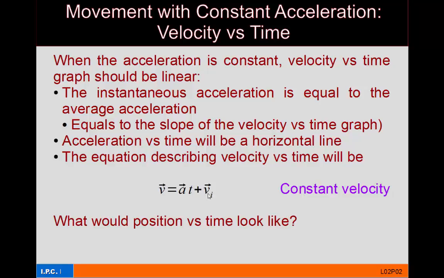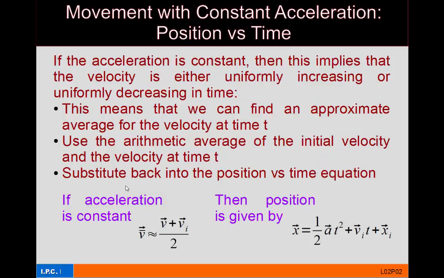So the question becomes, what does position versus time end up looking like? Now note, by the way, that this velocity versus time, if you were to graph this, v versus t, a is constant, you'd have a straight line whose slope is a, whose intercept is v initial. So what we're interested in now is, what does position versus time look like? And the answer is that if you have a constant acceleration, the implication is that the velocity is either going to be uniformly increasing or uniformly decreasing with time, and linearly so.